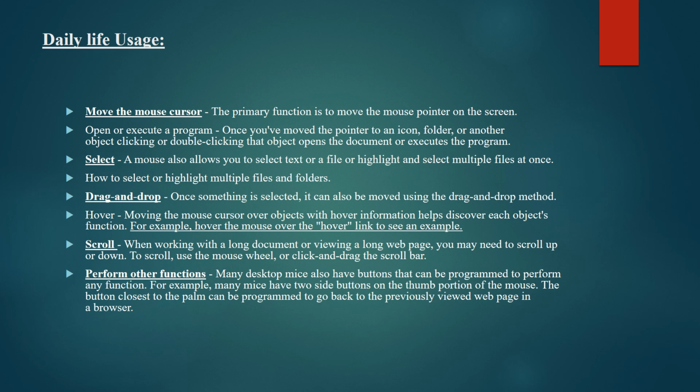Performs other functions. Many desktop mice also have buttons that can be programmed to perform any function. For example, many mice have two side buttons on the thumb portion of the mouse. The button closest to the palm can be programmed to go back to the previously viewed web page in the browser.